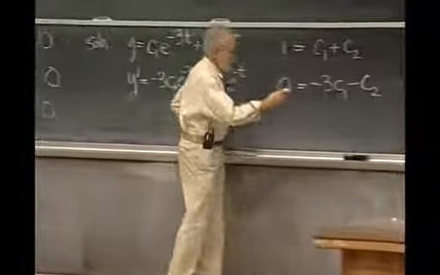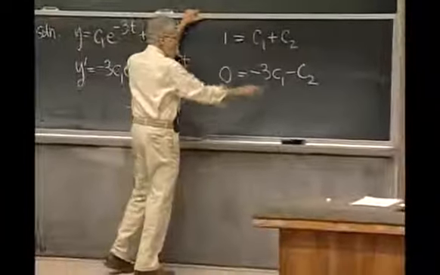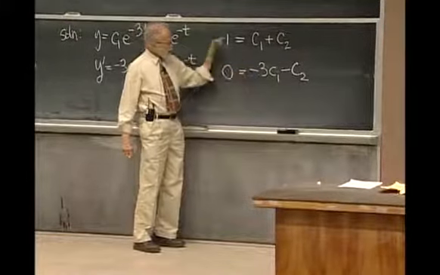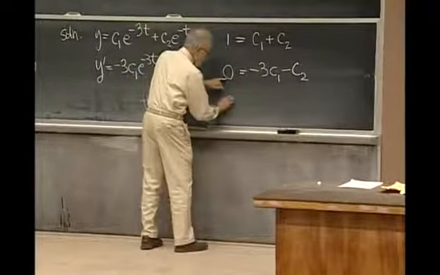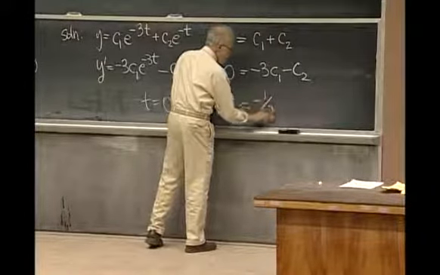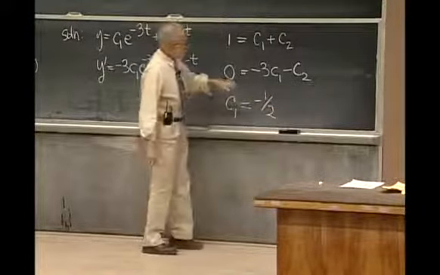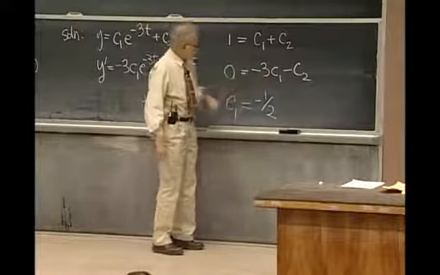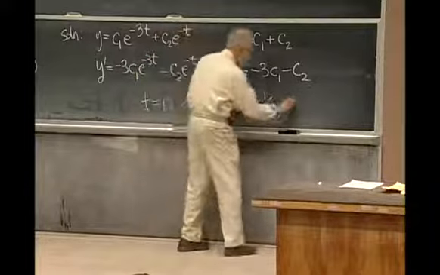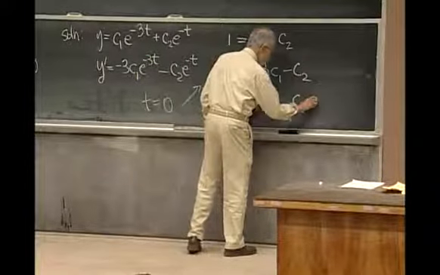All right, what's the answer, finally? Well, if I add the two of them, I get minus 2c1 equals 1. So c1 is equal to minus 1/2. And if c1 is minus 1/2, then c2 is minus 3c1, so c2 is 3/2.